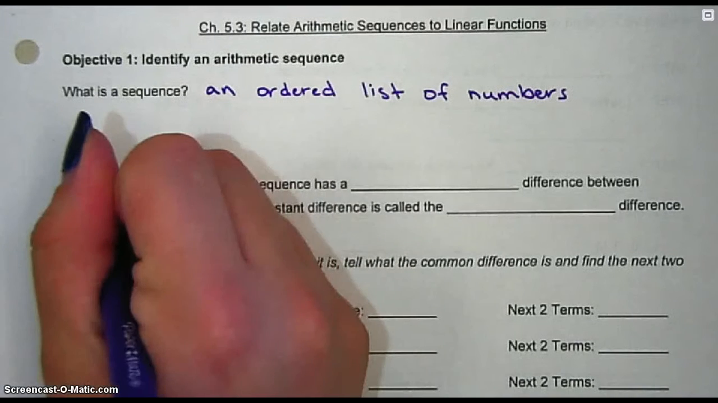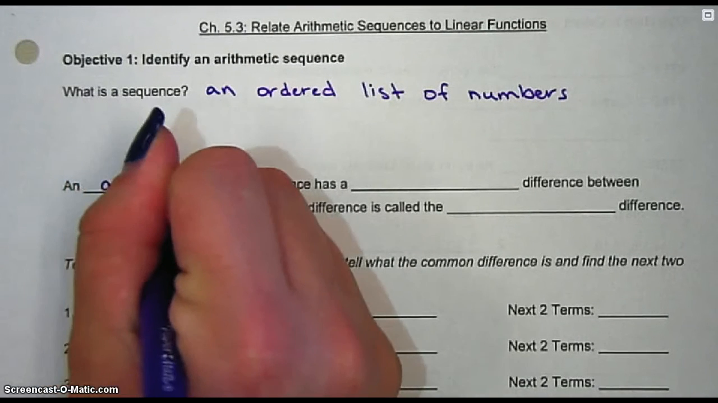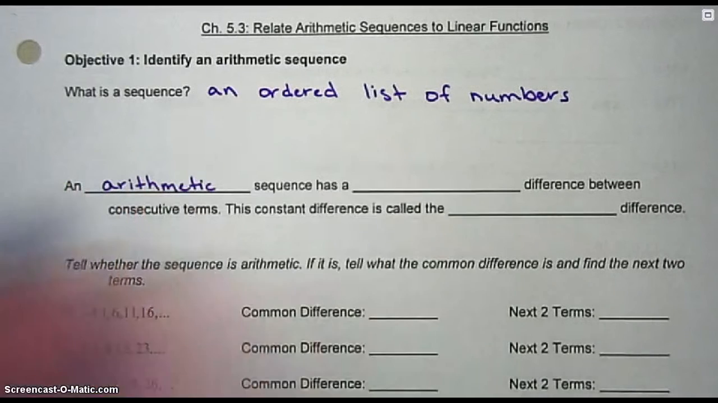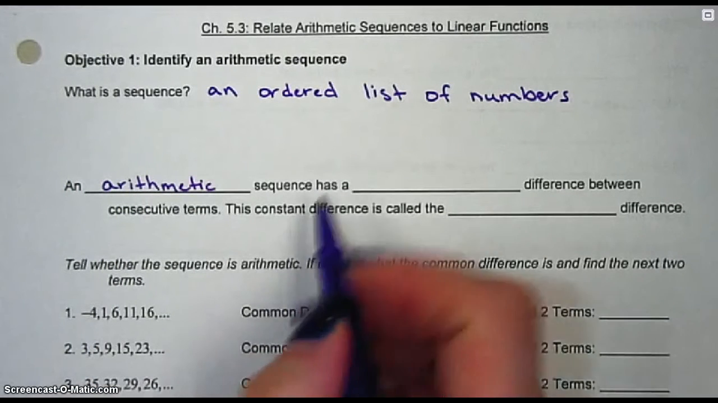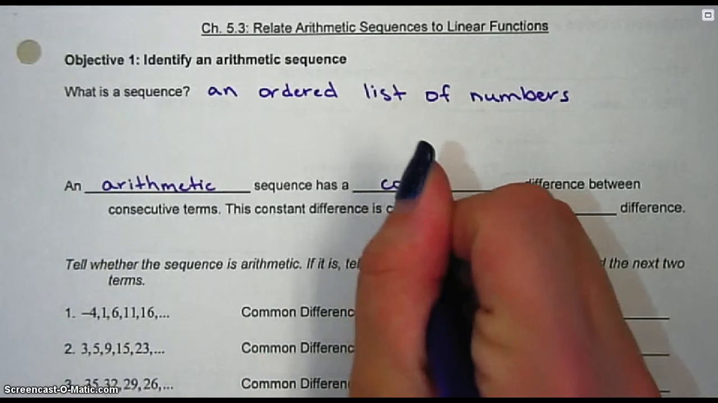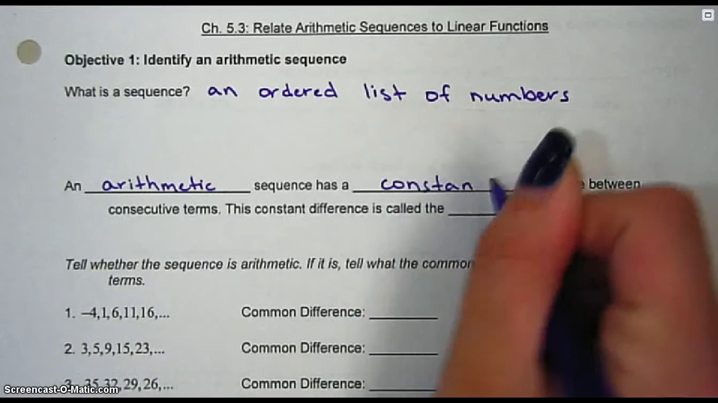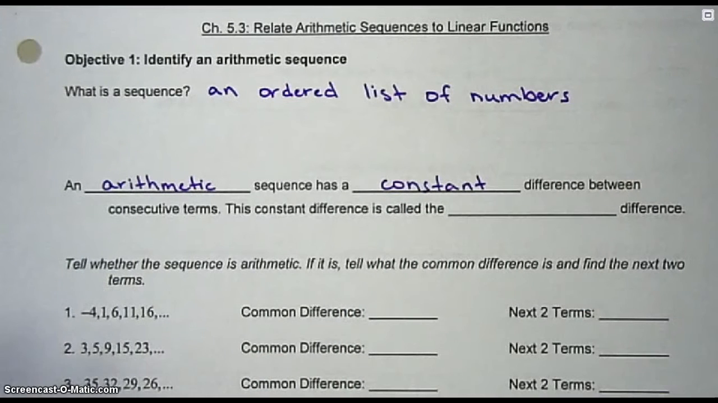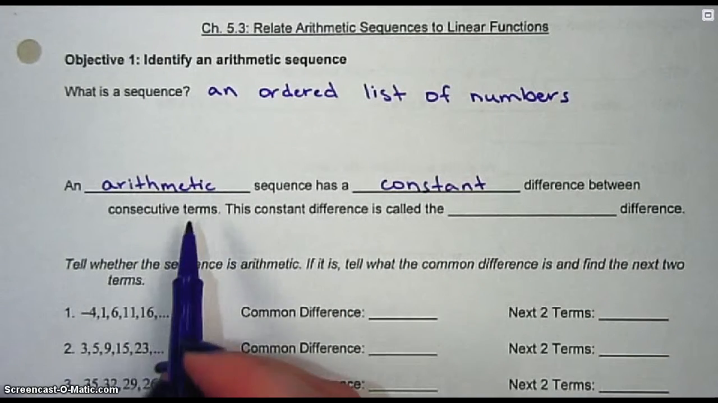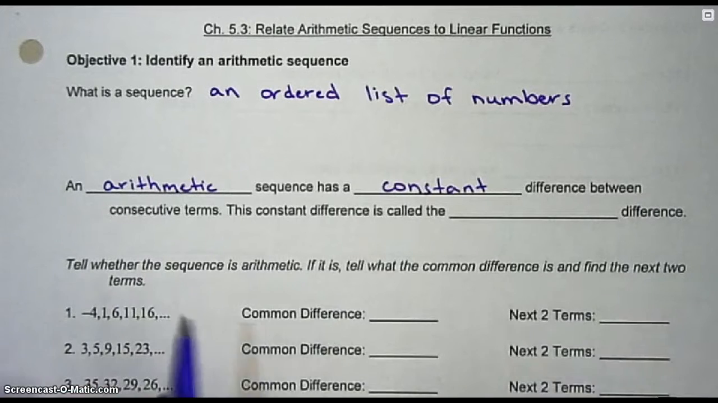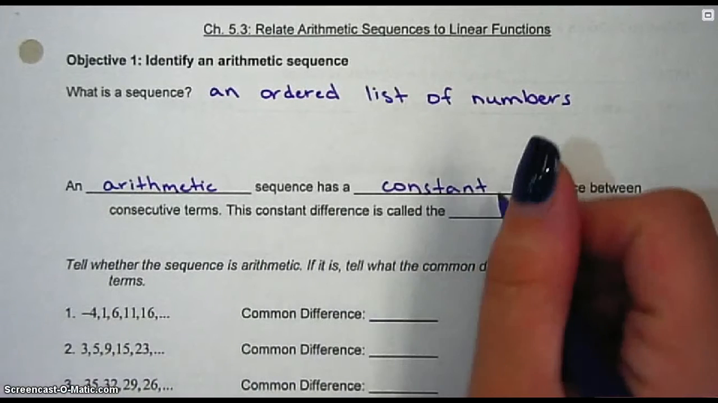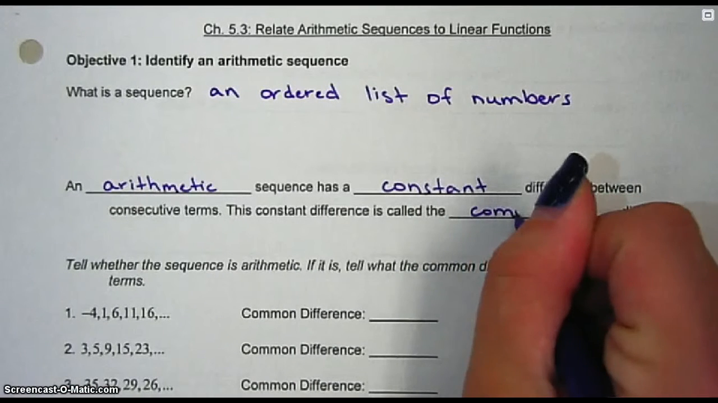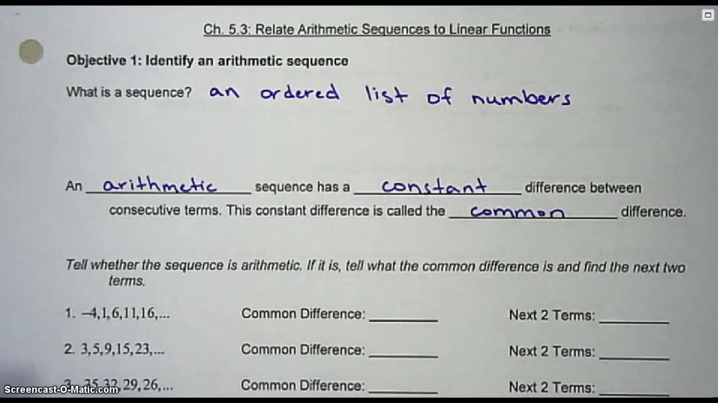An arithmetic sequence is a special type of sequence, and this sequence has a constant difference between consecutive terms. Consecutive just means one after the other. This constant difference is also called the common difference. So those mean the same thing.